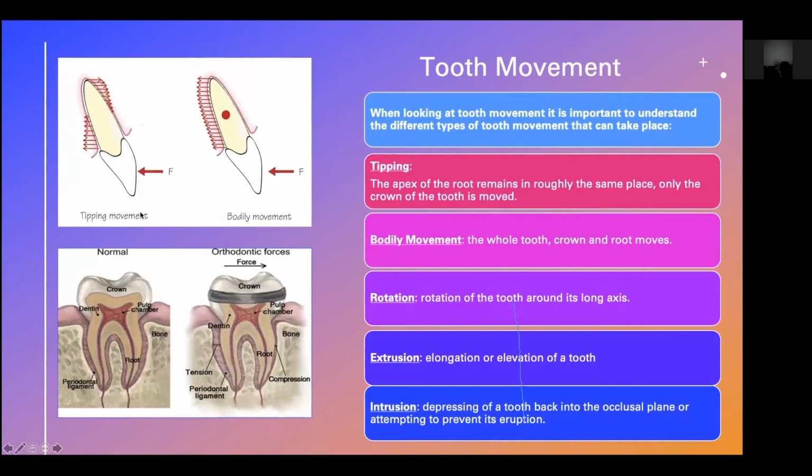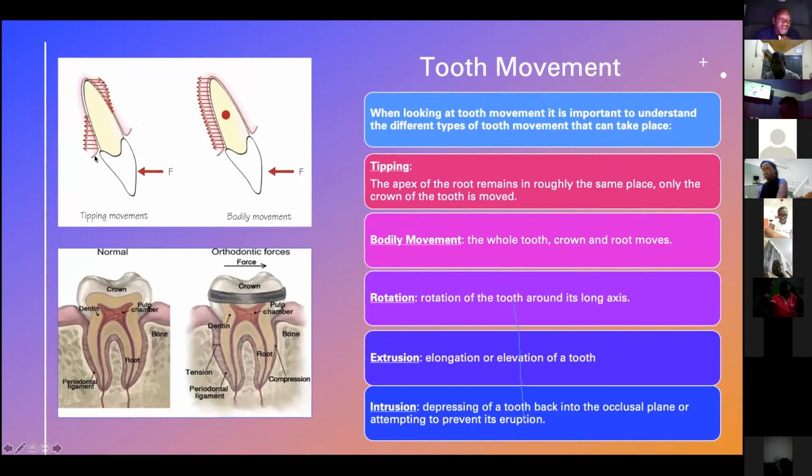So essentially what this is saying is, this is the root of the tooth. It would roughly stay in the same place, but we're trying to achieve movement of the crown, which is here. So you may get a small degree of movement for tipping in the apex, but primarily the majority of the movement will be in the crown.